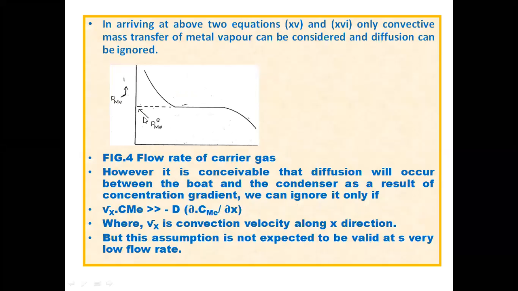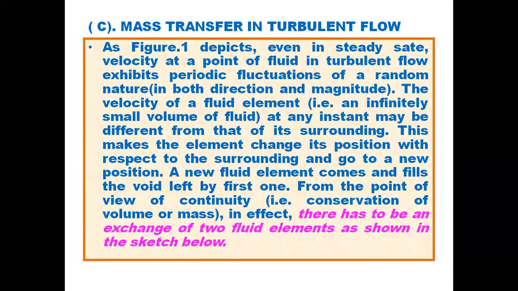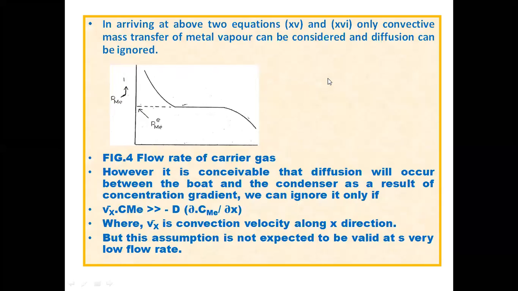You see, the flow rate is low here. In arriving at the above two equations, only convective mass transport of the metal vapor is considered and diffusion is ignored. In this particular figure, however, it is conceivable that diffusion will occur between the bore and the condenser as a result of the concentration gradient, from higher concentration to lower concentration. So we can ignore it only if V bar x times the metal concentration is very much greater than minus D dC_Me/dx. V bar x is the convection velocity along the x direction. But this assumption is not expected to hold at very low flow rate.